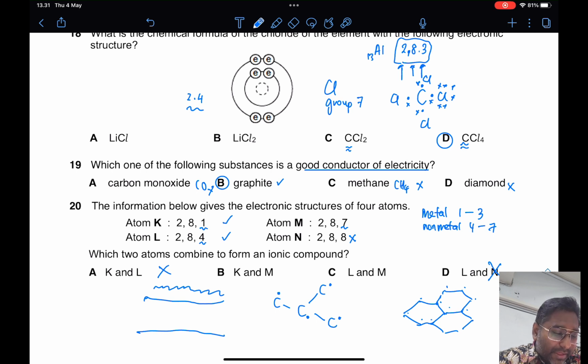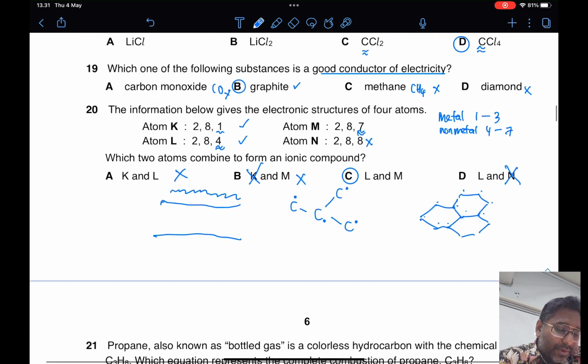Yeah, it must be non-metal and non-metal, cannot. So any even K over here cannot. Yeah, cannot. So L and M, okay, L is going to be non-metal, M is also non-metal, group 7. So that will be our answer over here.